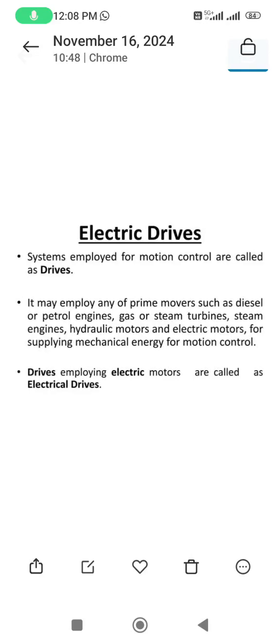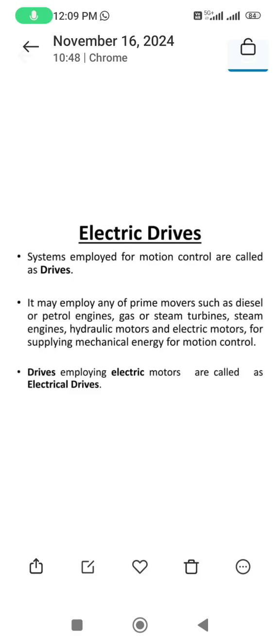Good morning to everyone. Now we are going to see about the electric drives. The systems employed for motion control are called drives. It may employ any one of the prime movers such as diesel or petrol engine, gas or steam turbines, steam engine, hydraulic motors and electric motors for supplying mechanical energy for motion control. Now we are going to see electric drives.